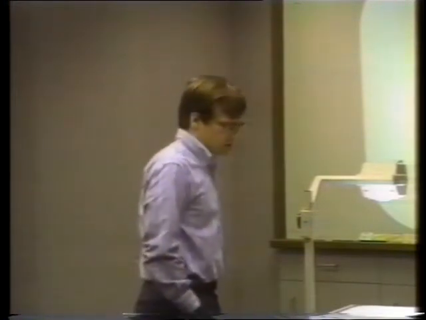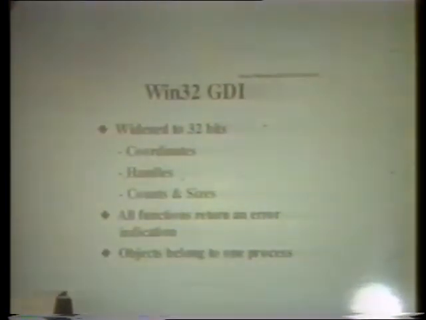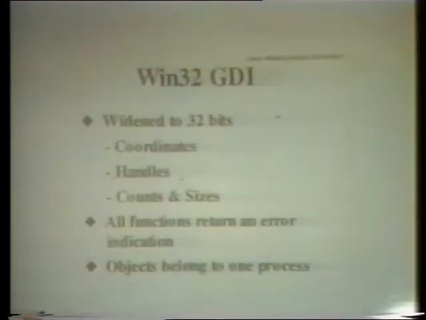Okay. This first slide concerns general changes across all of the interface, and they're very similar to what Scott talked about. Of course, our coordinates will be going to 32 bits, handles will be going to 32 bits, and counts and sizes can now be 32 bits, so we are getting rid of all the segment limitations that we had with DOS. Functions return error indications, Scott covered that. Objects belong to one process. Okay, this is more of the security thing. So you can't create DCs and bitmaps in one application and expect that their handles are visible to others. Everybody's in a separate handle space as well as address space.